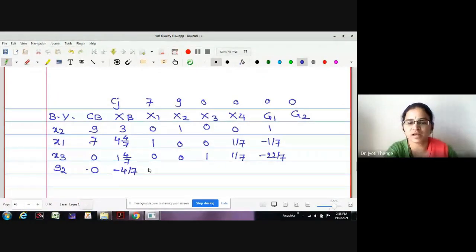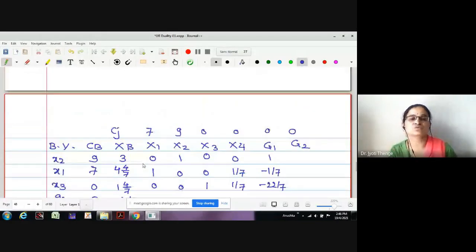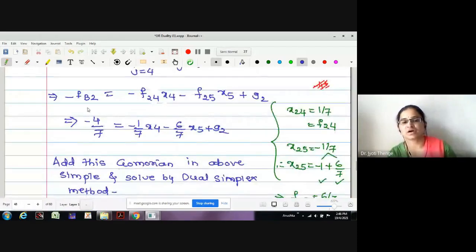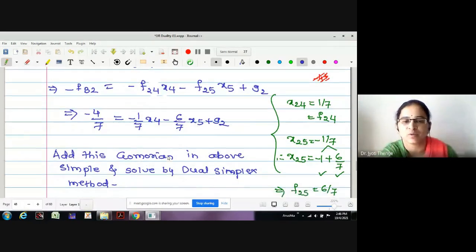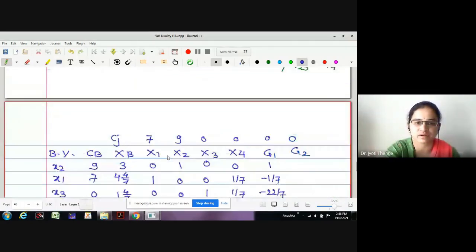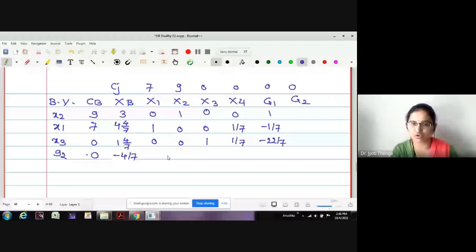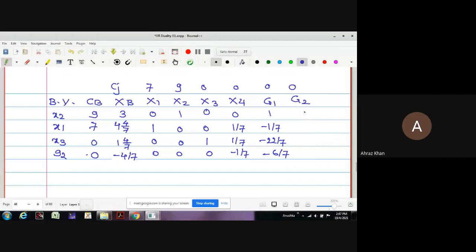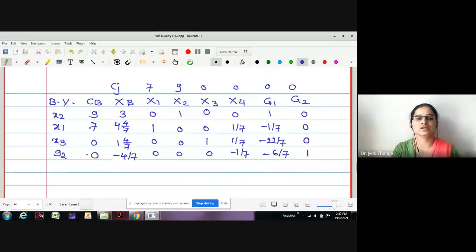What about the variables x1, x2, x3, x4? In this constraint, the coefficient of x1, x2, x3 is 0. Coefficients of x4, x5 exist: minus 1 by 7 and minus 6 by 7. So here I will write 0, 0, 0, minus 1 by 7 and minus 6 by 7. Then what is the coefficient of G2 in the first three equations? 0, 0. And this entry is 1. Now we will calculate the remaining parts.